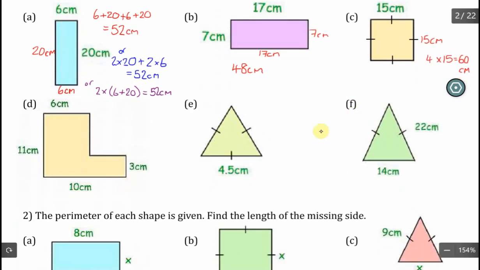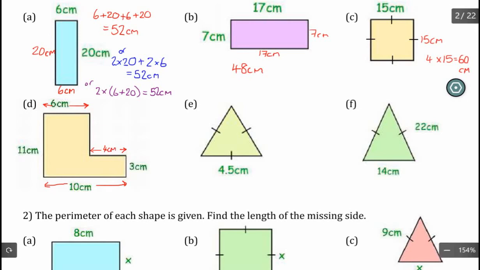D is where it gets a little bit harder because we're not given these two lengths, but we can easily figure them out. If we think about the horizontal lengths, so the sideways ones, we've only been told this one is 6 up here, but the overall width of the shape is 10, which means this length here must add with 6 to make 10, and therefore if we take away 6 from 10, this must be 4.